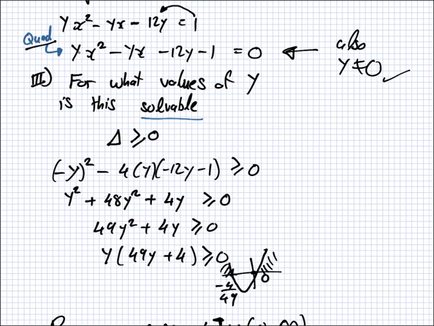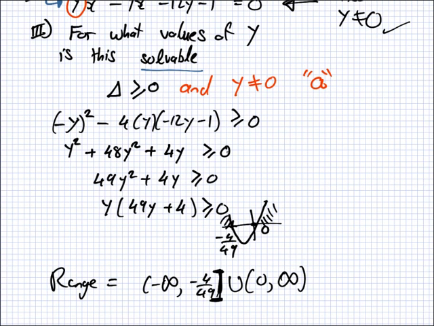So I should really say here, if you prefer, for what values of y is this solvable if y can't be 0? Because that's like the a. So we just cancel the 0. You can't have that one. Okay.